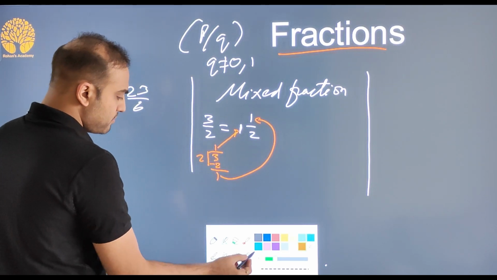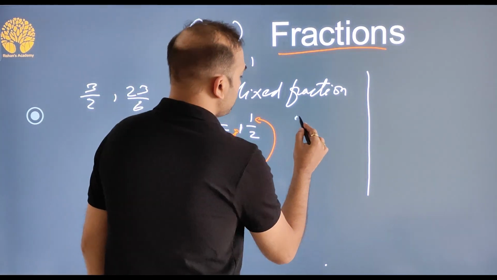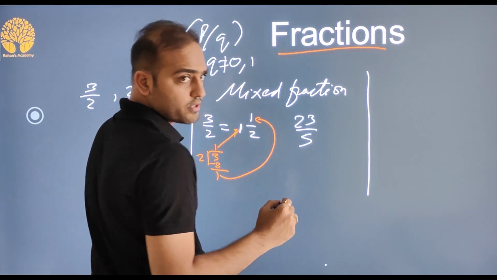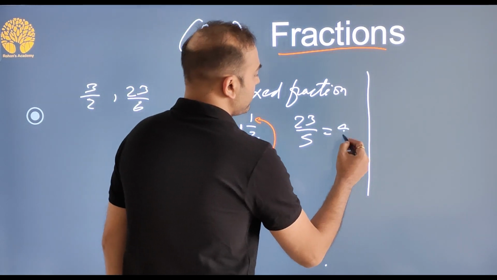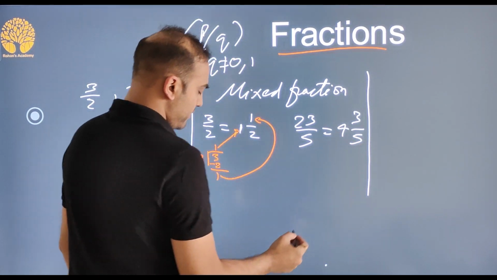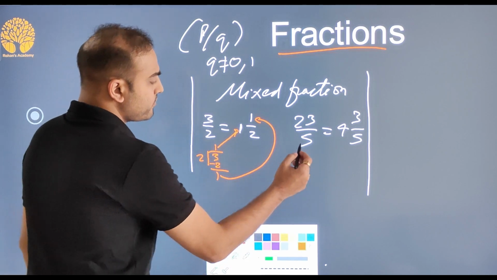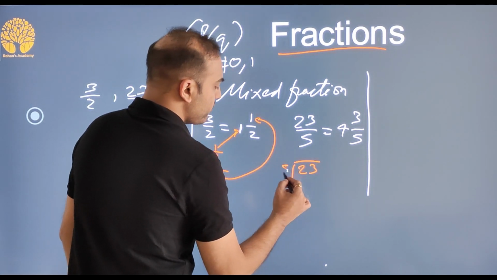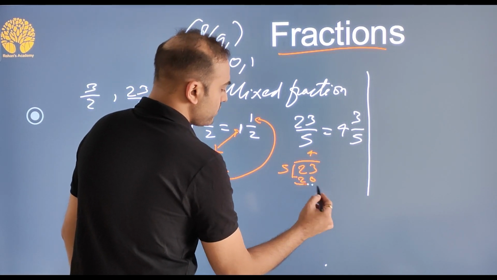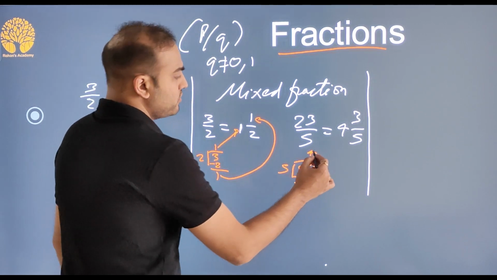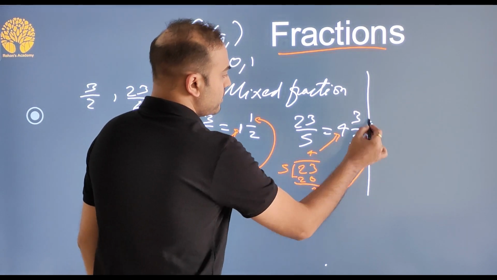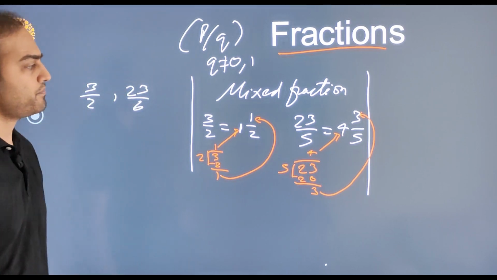Okay, let's take another example. Say we have 23 by 5. Okay, this will be written as 4 3 by 5. Why? Because again 23 divided by 5, quotient is 4, remainder is 3. So the quotient goes here, remainder goes here.